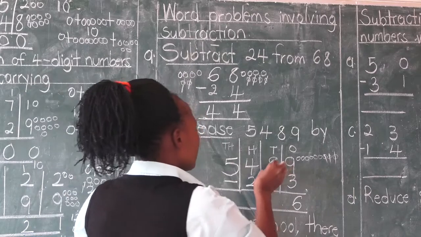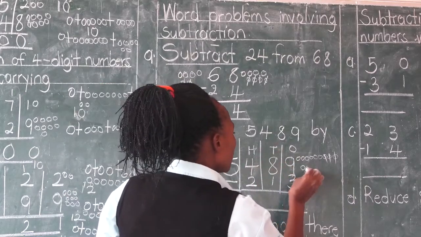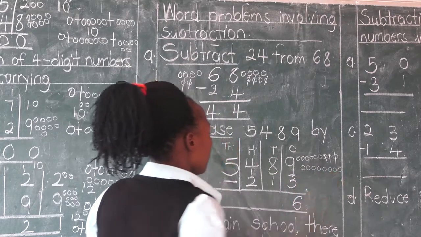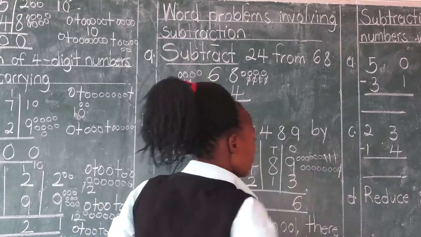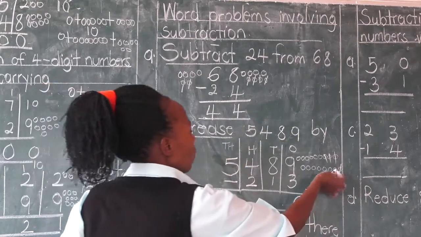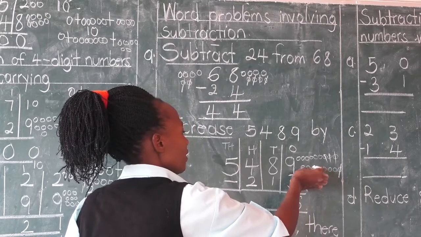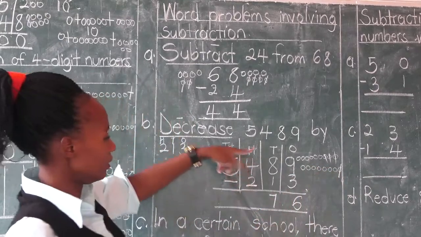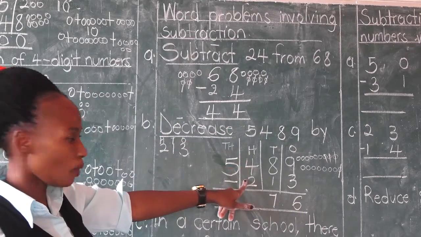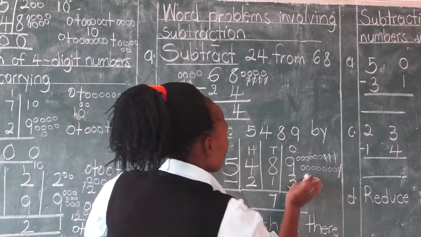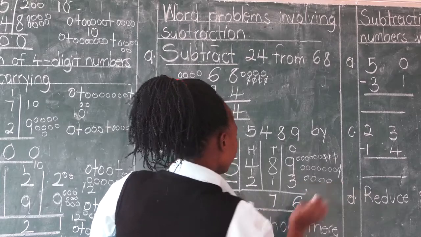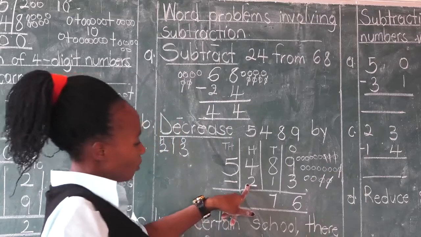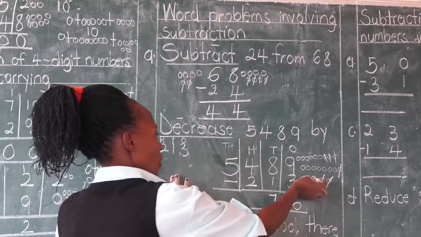There we have 8, take away 1: 1, 2, 3, 4, 5, 6, 7, 8. Take away 1. Let's count the remainder: 1, 2, 3, 4, 5, 6, 7. Okay? Then here we have 4, take away 2. We're going to draw 4 balls: 1, 2, 3, 4. Take away 2: 1, 2. How many have remained with? 1, 2.